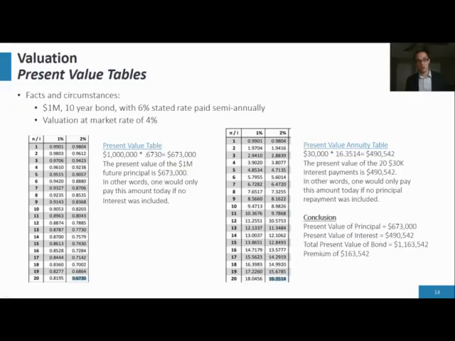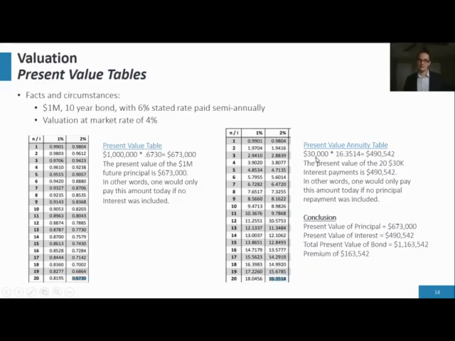We know we have $30,000 as interest. The $30,000 is the 6% divided by 2 multiplied by the 1 million. So 6% divided by 2 is 3%, multiplied by 1 million, gives us $30,000 interest payments semi-annually over these 20 periods. That's what we're calculating here using the present value of an annuity table. Another way you can get tricked up is that the present value table for a future cash flow, like the principal, is a different table than the present value of annuity table, so make sure you're using the right tables for your valuation.